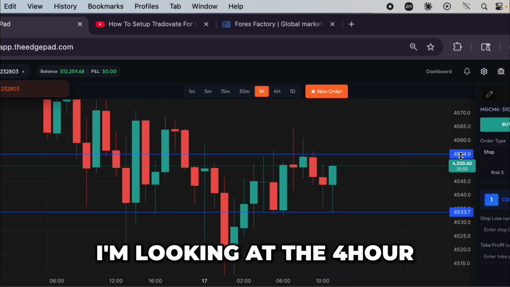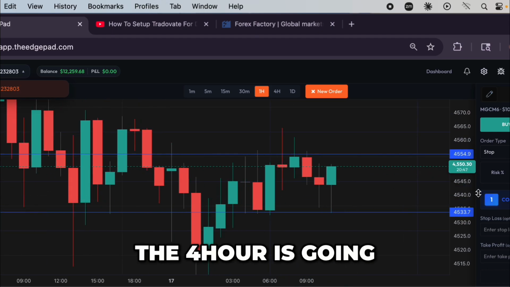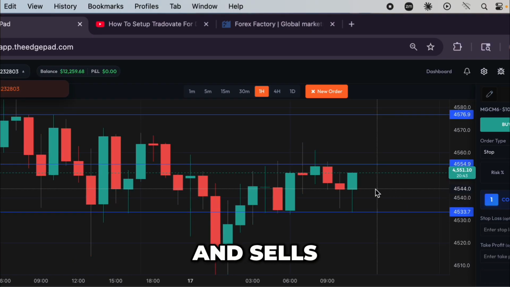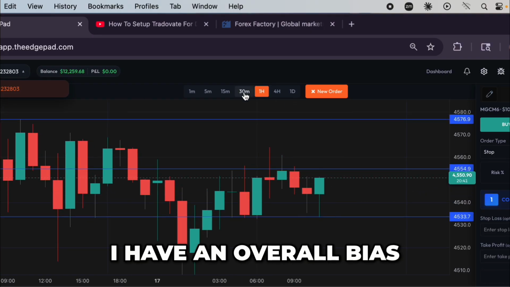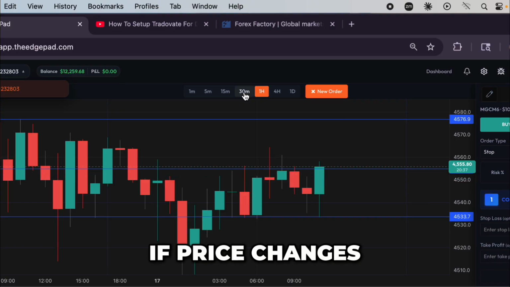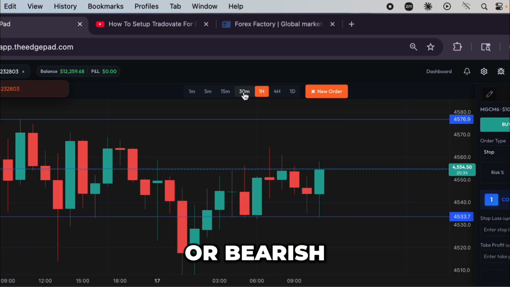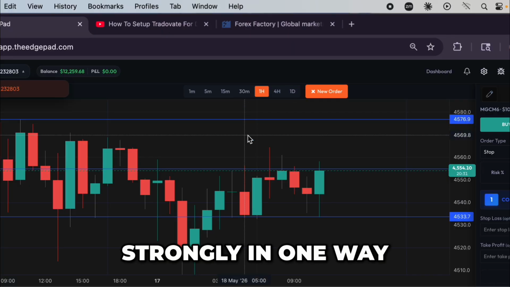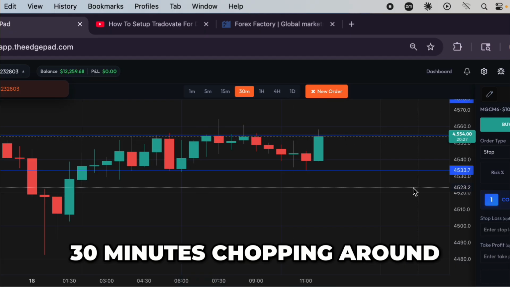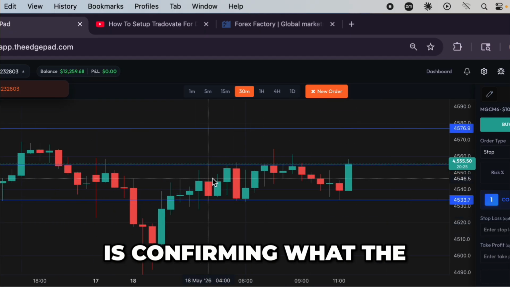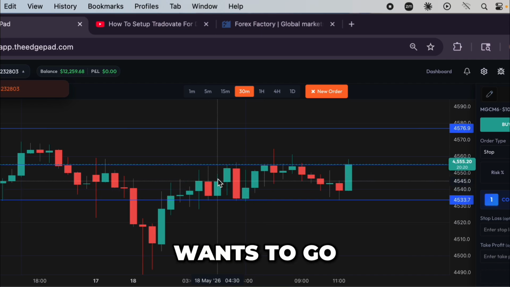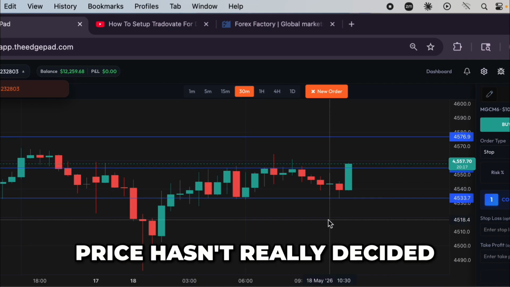So higher time frame, I'm looking at the 4 hour. I like to see the direction of where the 4 hour is going. It really sets the tone of the day. On any given day, I'm open to buys and sells. Obviously, I have an overall bias, and I plan my trade based upon that session. If price changes and it closes bullish or bearish strongly in one way, then I go. I like to really look at the 30 minutes chopping around. So the lower time frame is confirming what the higher time frame says, which is price really doesn't know where it wants to go. It's just kind of choppy, and price hasn't really decided.